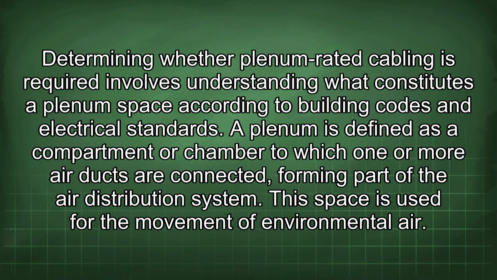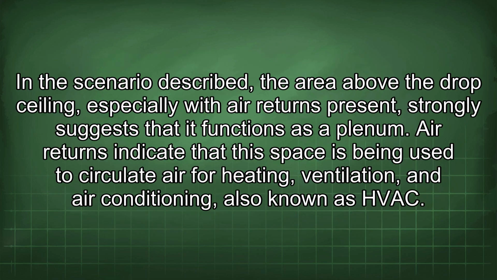Determining whether plenum-rated cabling is required involves understanding what constitutes a plenum space according to building codes and electrical standards. A plenum is defined as a compartment or chamber to which one or more air ducts are connected, forming part of the air distribution system. This space is used for the movement of environmental air. In the scenario described, the area above the drop ceiling, especially with air returns present, strongly suggests that it functions as a plenum. Air returns indicate that this space is being used to circulate air for heating, ventilation, and air conditioning, also known as HVAC.